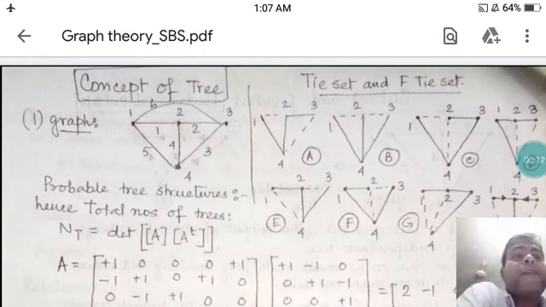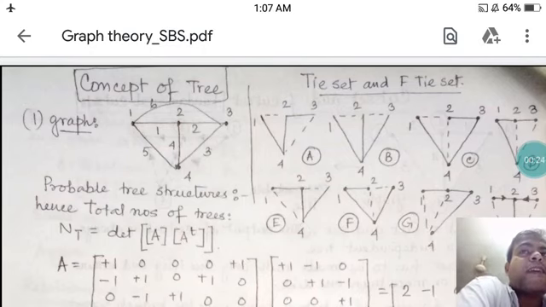Already in my previous lecture I have shown you how a graph can be converted into a tree, and how a tree can be converted into a graph. Obviously, a tree must be an open path. No closed paths are there in a tree, and the branches of the tree are called twigs.